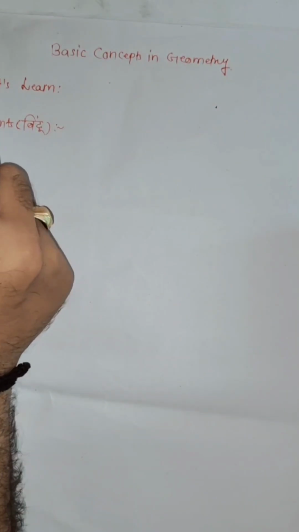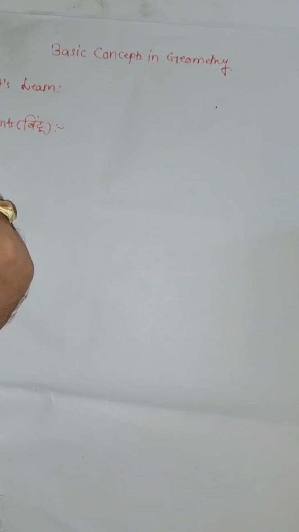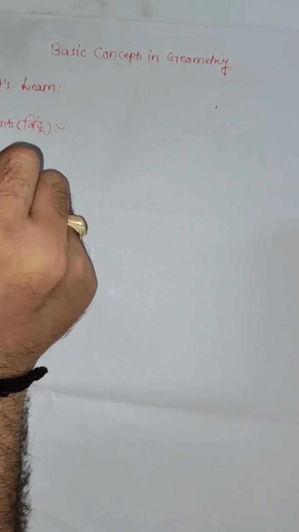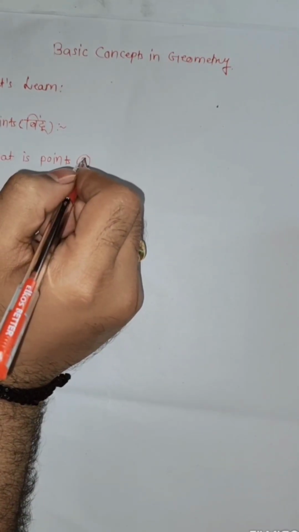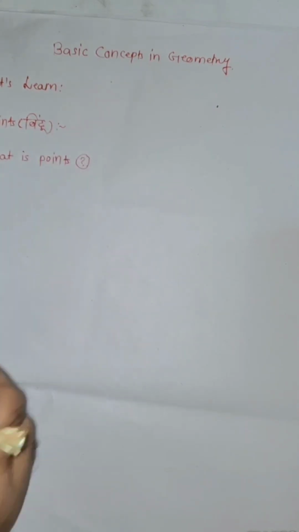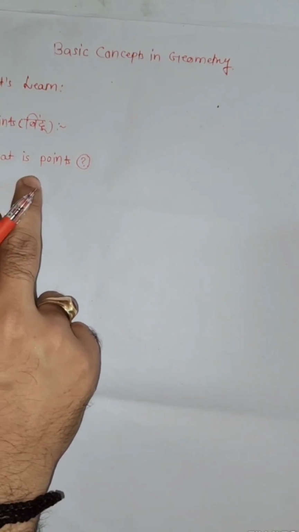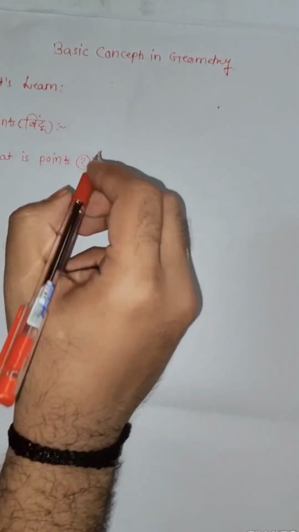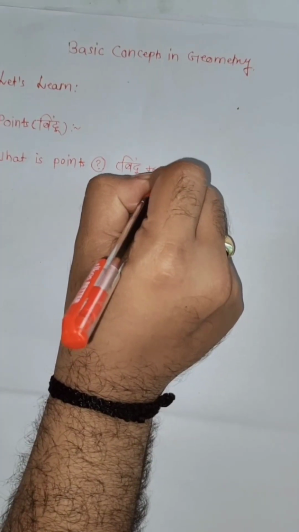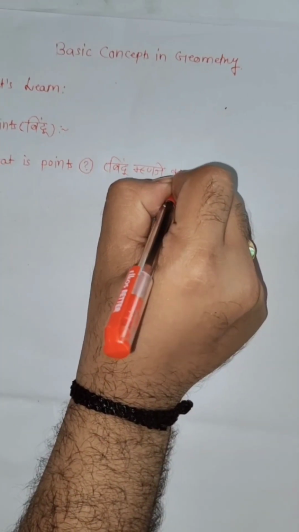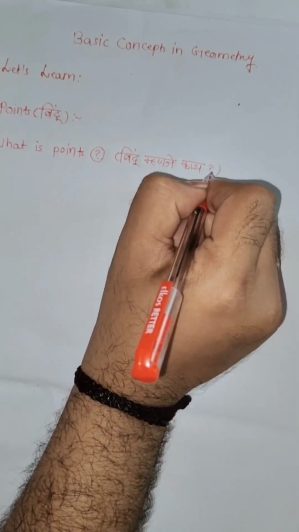What is points? What is meant by a point? बिंदू म्हणजे काय? In Marathi it is called बिंदू. This is the first question in front of you.